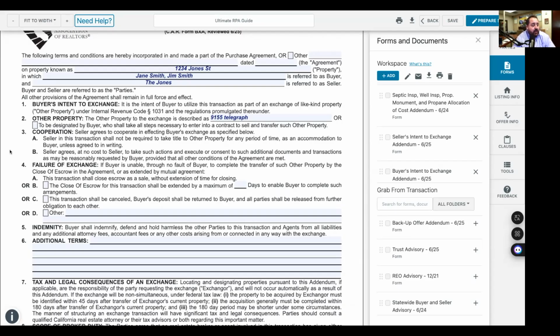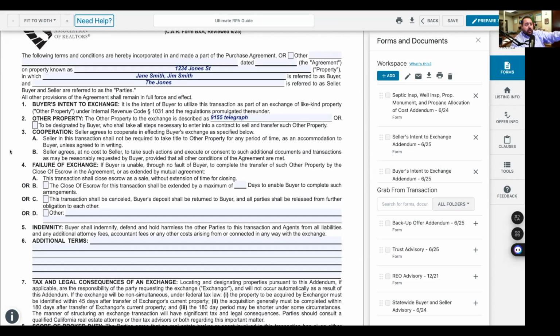Now we have the failure of exchange. If buyer is unable through no fault of buyer to complete the transfer of such other property by the close of escrow in this agreement or as extended by mutual agreement, this transaction shall close escrow as a sale without extension of time of closing, right? So I couldn't sell mine, but I still want to buy this one, so I'll make it work and we buy it.